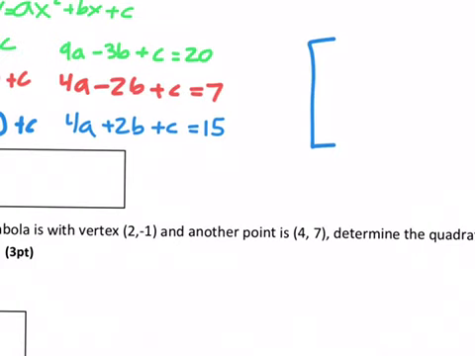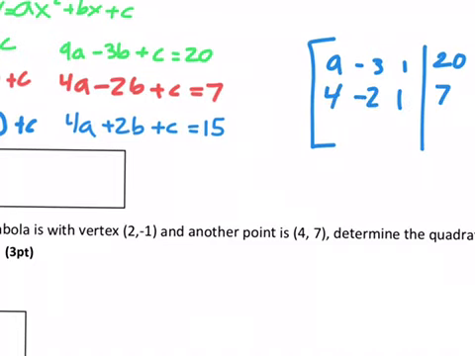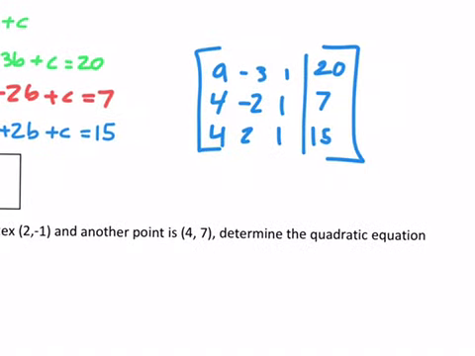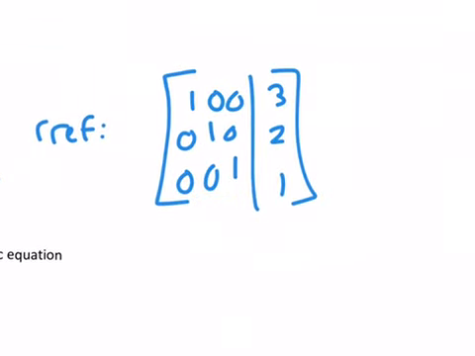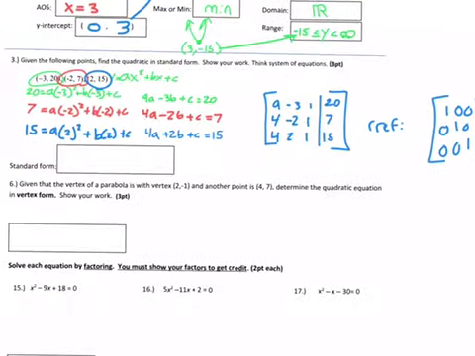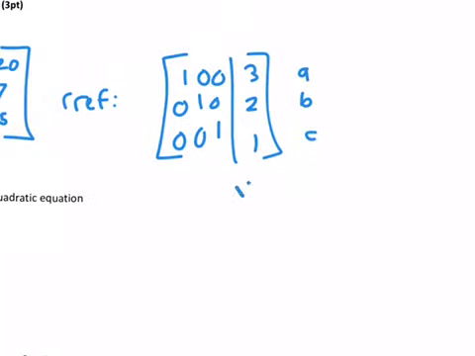Alright, so if we put these into a matrix: 9, negative 3, 1, 20. 4, negative 2, 1, and 7. 4, 2, 1, and 15. And we type this in RREF to solve the system of equations. When we RREF it, we get this matrix here. And this tells us our a, b, and c value. So for my equation, which I'll write here, y is equal to 3x squared plus 2x plus 1.